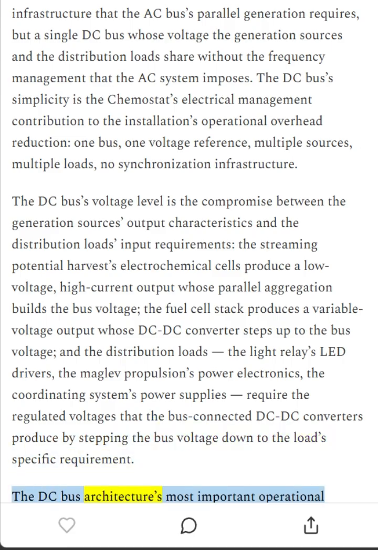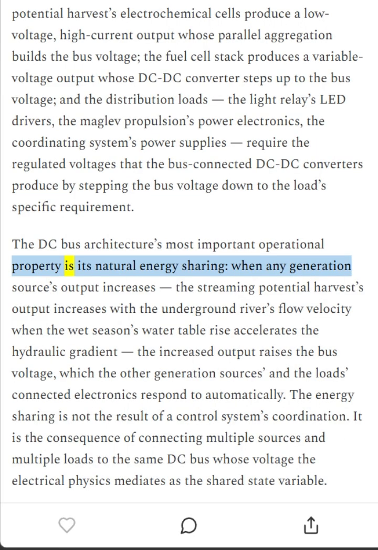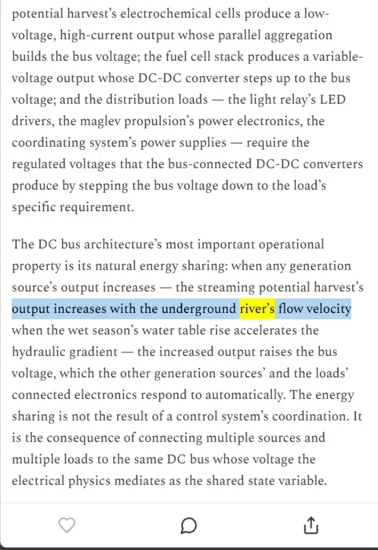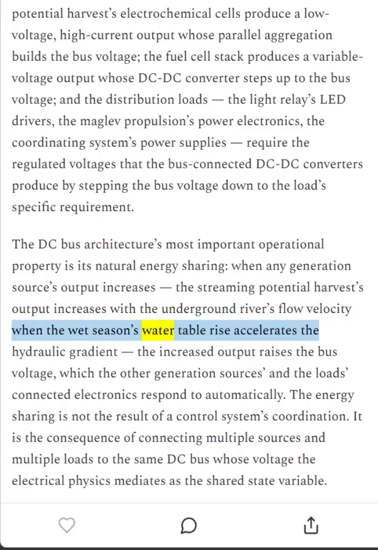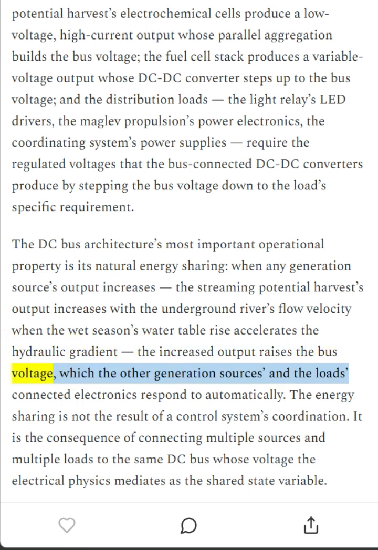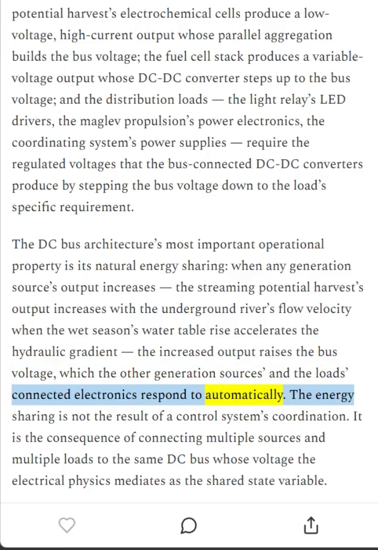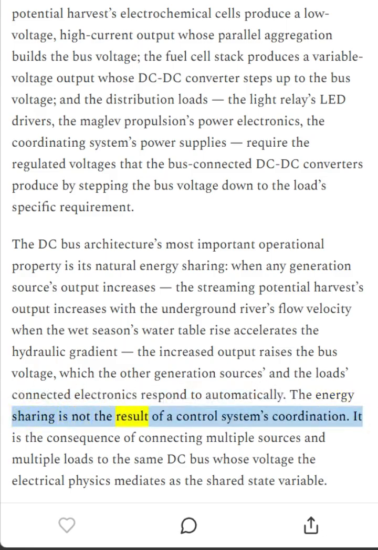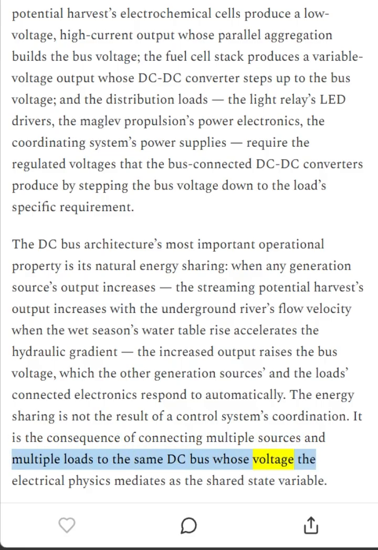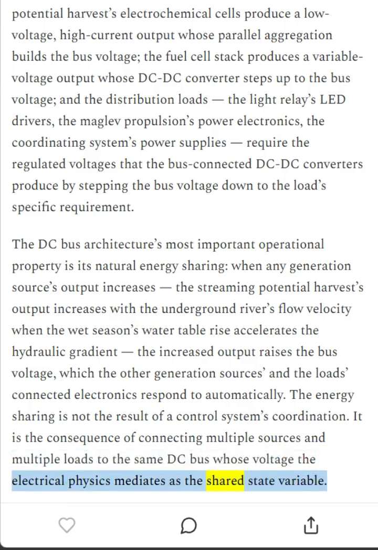The DC bus architecture's most important operational property is its natural energy sharing. When any generation source's output increases, for example when the streaming potential harvest's output increases with the underground river's flow velocity, when the wet season's water table rise accelerates the hydraulic gradient, the increased output raises the bus voltage, which the other generation sources and the load's connected electronics respond to automatically. The energy sharing is not the result of a control system's coordination. It is the consequence of connecting multiple sources and multiple loads to the same DC bus whose voltage the electrical physics mediates as the shared state variable.